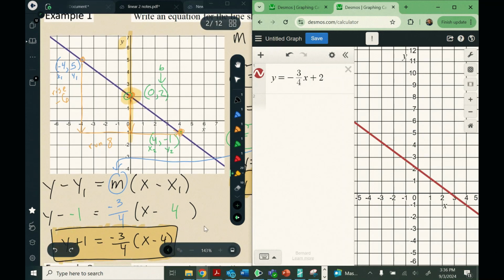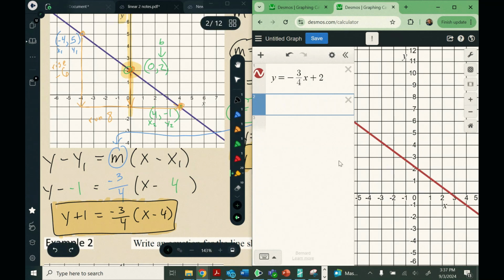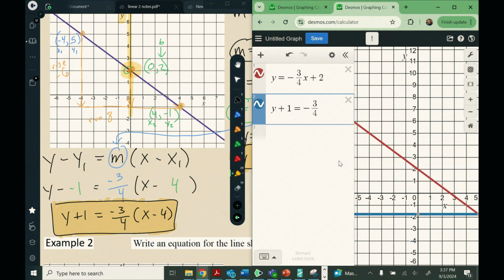Now let's confirm the second answer. And again, when you do this on your own, you're not going to have to write it both ways, but I just want to show you that both ways are equivalent. They're both going to give us the same graph. So on a new line in Desmos, let me type in the point slope form, which is y plus 1 equals negative 3 over 4 parentheses x minus 4.